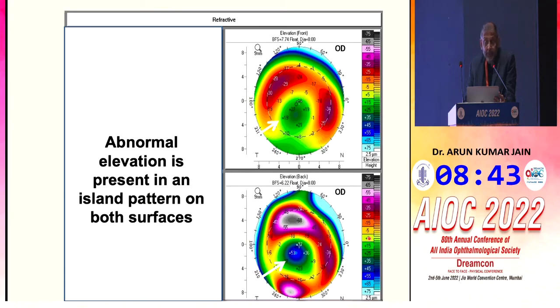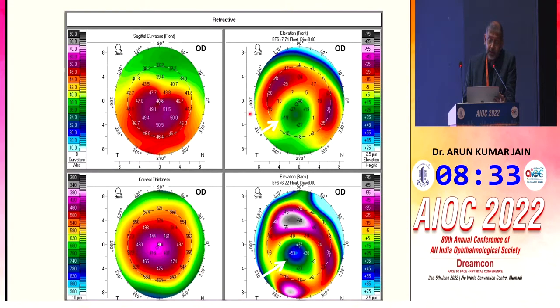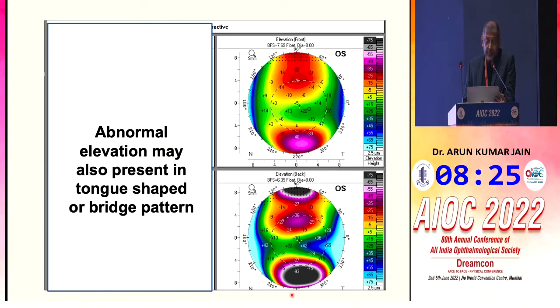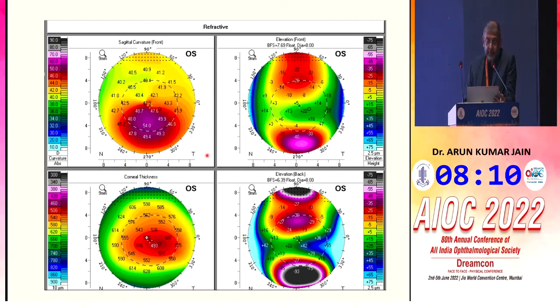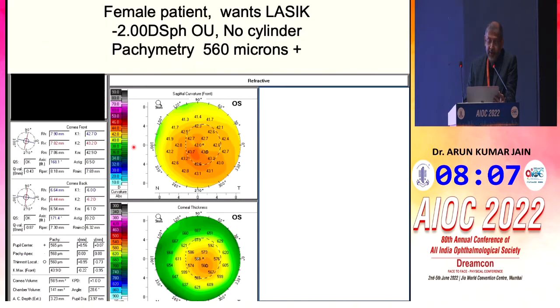Abnormal elevation can be present in an R-line pattern on the anterior as well as posterior surface. So this is the anterior surface, and this is elevation front. This is the sagittal map. They can be present on the anterior as well as posterior surface, and it can also be in the form of a tongue-shaped projection. As the keratoconus progresses, this island separates and it becomes an island, and this is again in the form of an island.